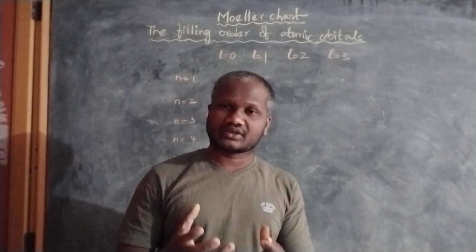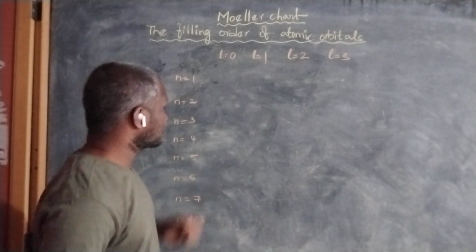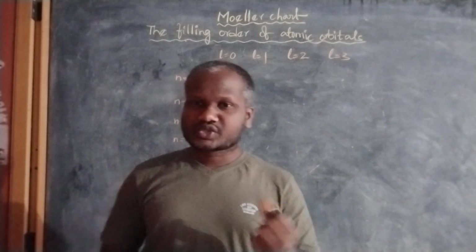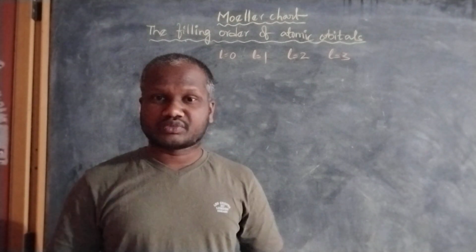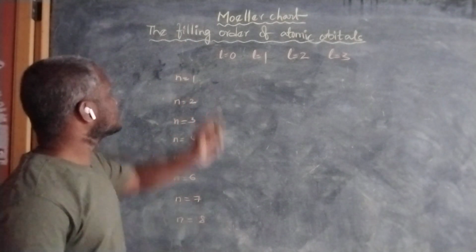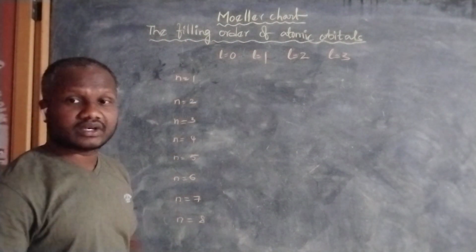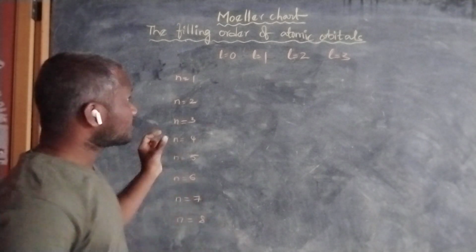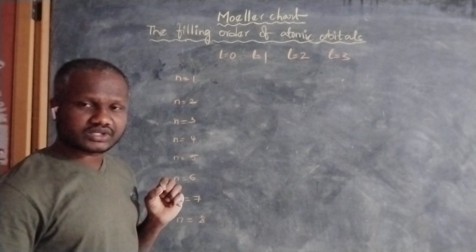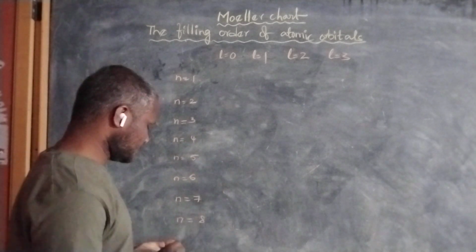Based on all these concepts, we draw the Moeller chart, and in it we follow Hund's rule, the Aufbau principle, and the Pauli exclusion principle also. According to this, we draw the Moeller chart, that is, the filling order of atomic orbitals. While representing that filling order of orbitals, we have to keep arrows, and at that point students make mistakes.